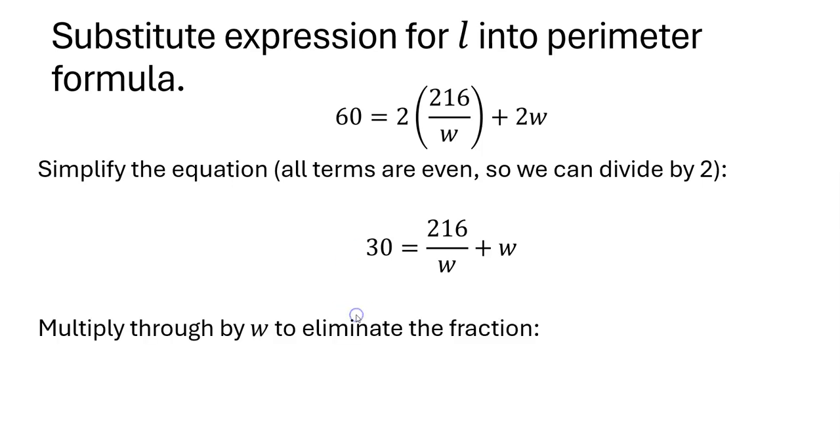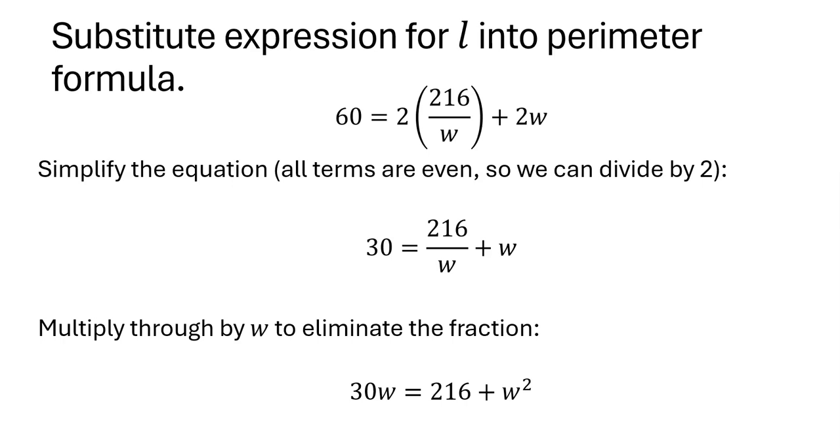But now we have a W in the denominator, so we want to multiply every term by W to eliminate the fraction. That gives me 30W. That middle term, the 216 over W, the W is going to go away because we're multiplying through by W. And then the last term, W times W, is W squared. So now I have a quadratic equation. We don't have fractions, we don't have parentheses. It looks a lot nicer.